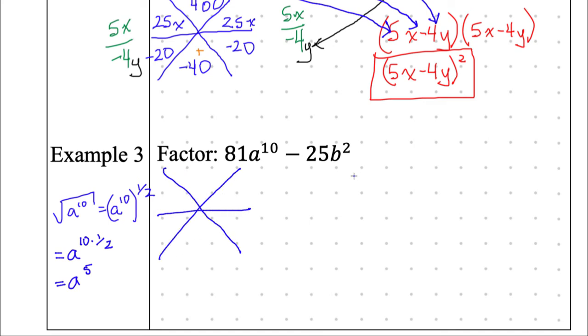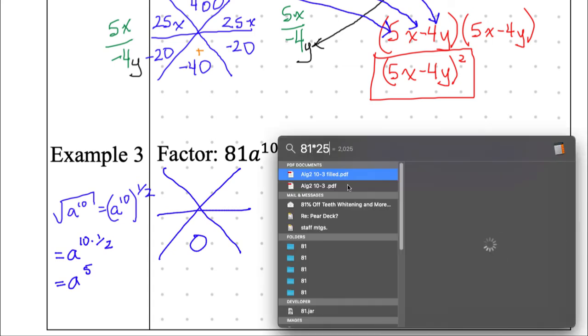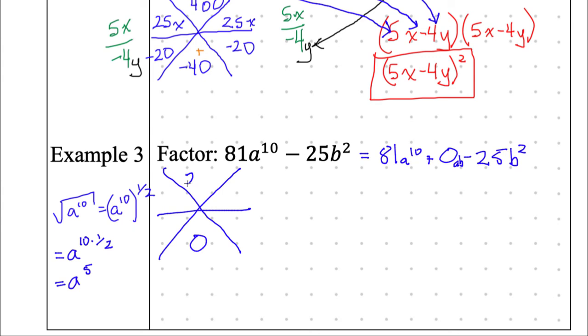Advanced Ninja Star needs 3 terms. I'm only having 2 terms here, which means I need to say that this is 81a to the power of 10 minus 0 something, or plus 0 something, and then minus 25b squared. So there is a middle term, and it's technically 0ab, I suppose, but 0 is fine, which means that this bottom coefficient is 0. The top is 81 times 25, which is ginormous. 81 times 25, 2025.